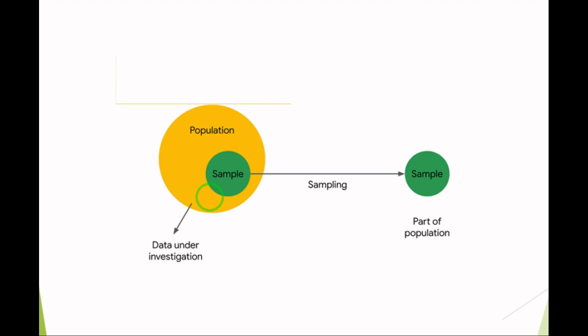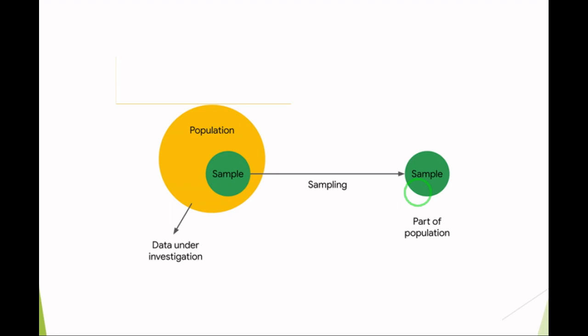Now, a sample, which is actually a subset of the population, is a smaller group selected from the larger population. In our height example, instead of measuring the height of every adult woman in the country, we might select a smaller group, perhaps a few hundred women, as our sample.